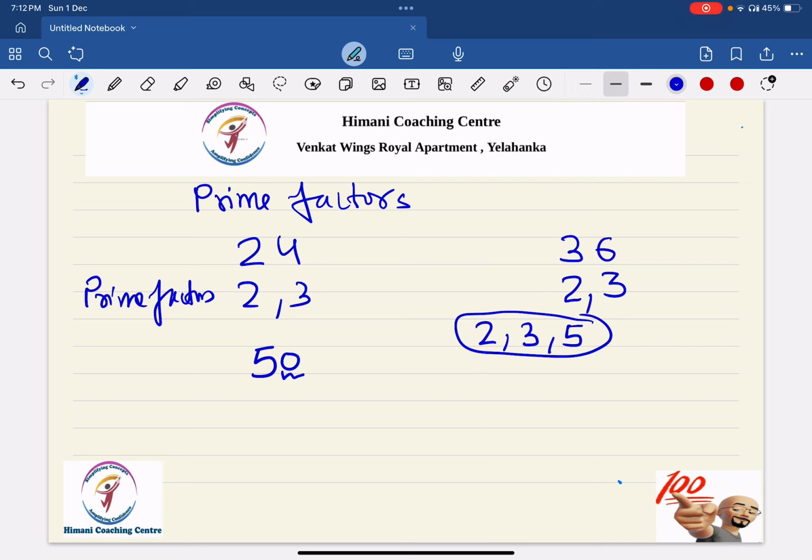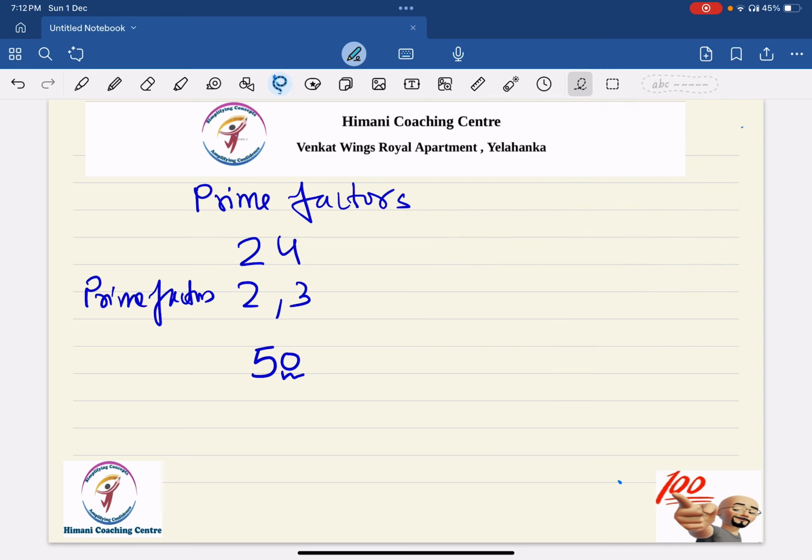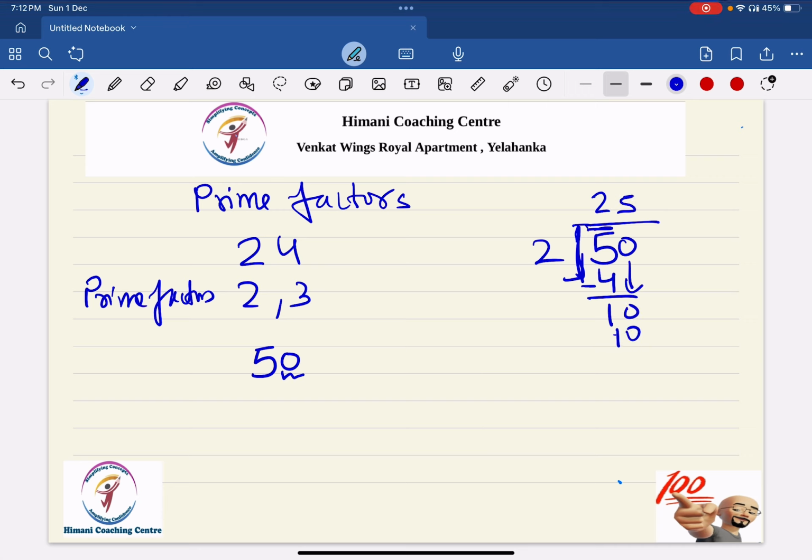So let us divide 50 by 2, and now we will only look at prime numbers. See, 5 is bigger than 2. So 2 ones are 2, 2 twos are 4, 2 threes are 6. 6 is bigger. Go back to 2 twos are 4. And 5 minus 4 gives us 1. Bring down 0, 2 fives are 10. So we see that 50 can be written as 2 times 25.